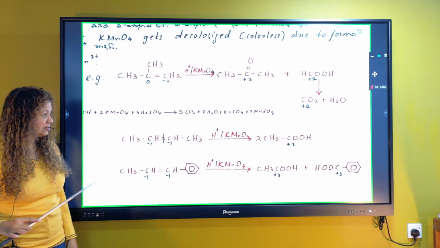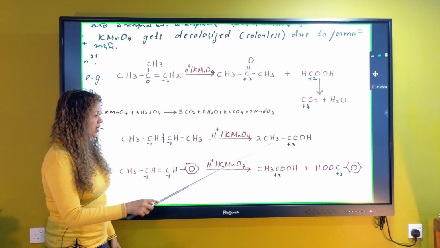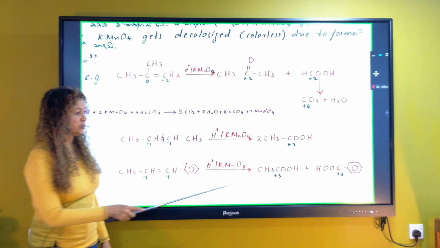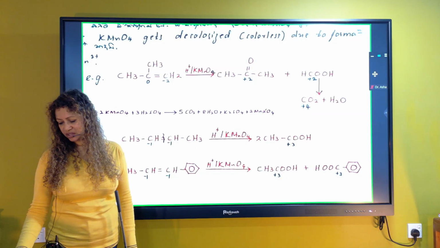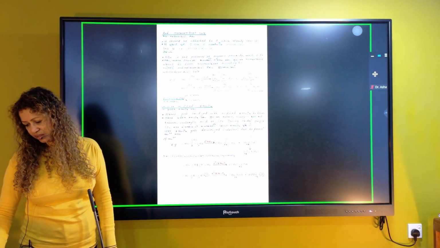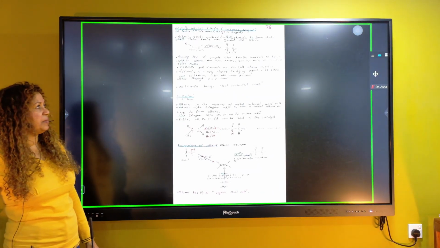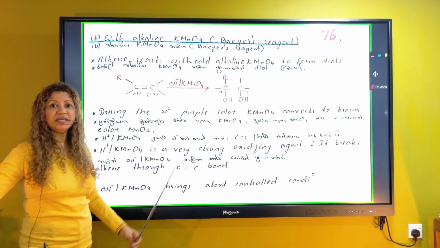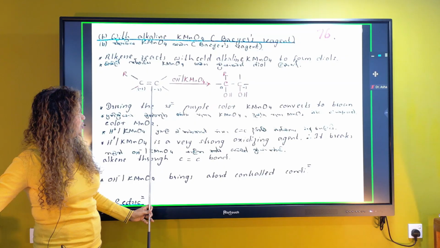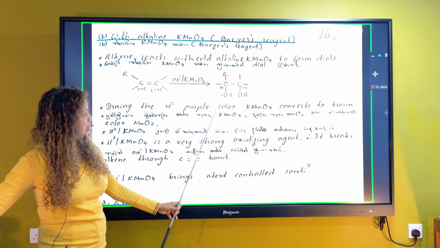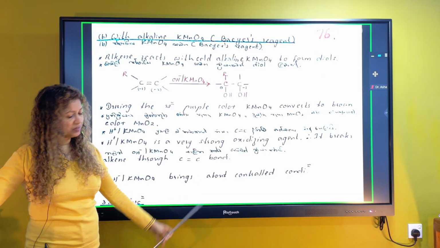If both sides are the same, symmetric, you get one single product, but if it is asymmetric, you get two different carboxylic acids. Remember, these are chain shortening reactions. The next oxidation reaction is Baeyer's reagent. Baeyer's reagent means alkaline KMnO4: the double bond breaks and two OH groups join.